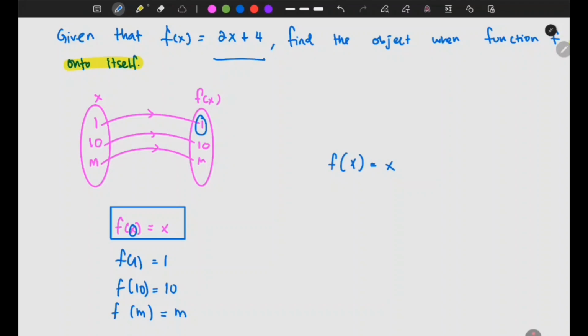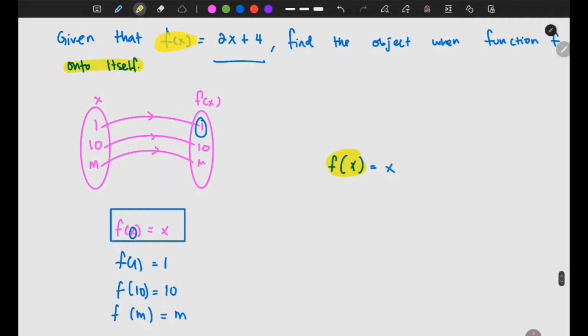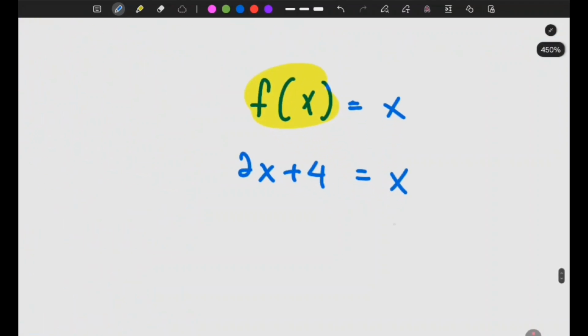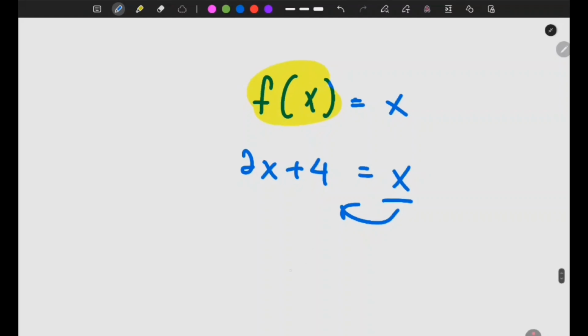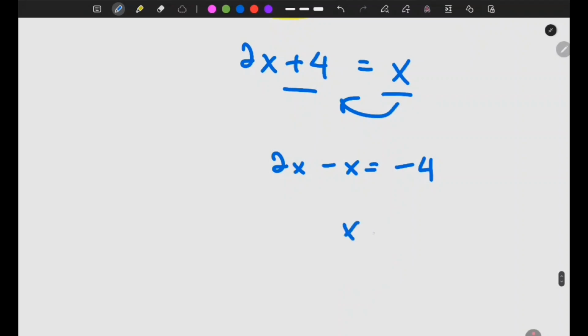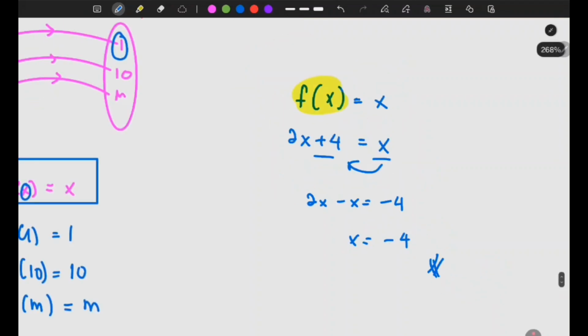So what is my f(x)? They already gave us 2x plus 4. So I can say 2x plus 4 is equal to x. Now just play with your x. Bring your x to one side and your numbers to the other side. So 2x minus x equals negative 4, bring that minus 4. 2x minus x is x. So x is equal to negative 4. Done.